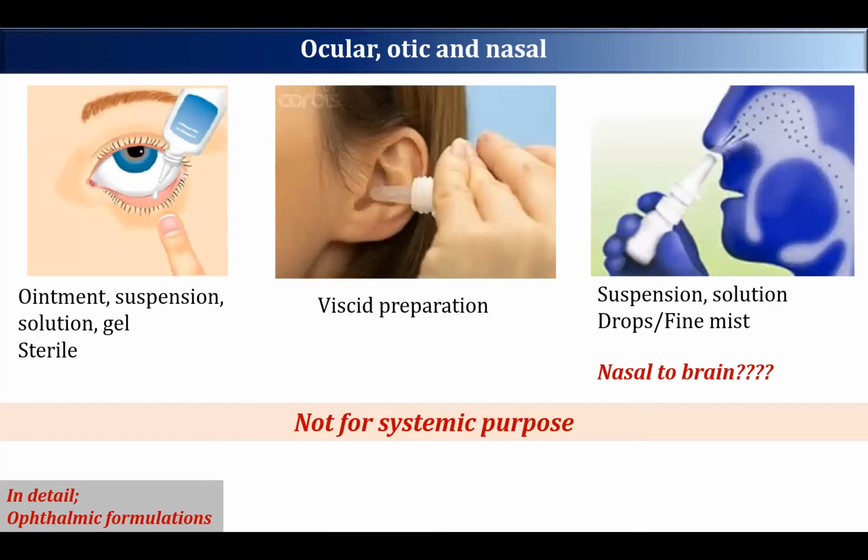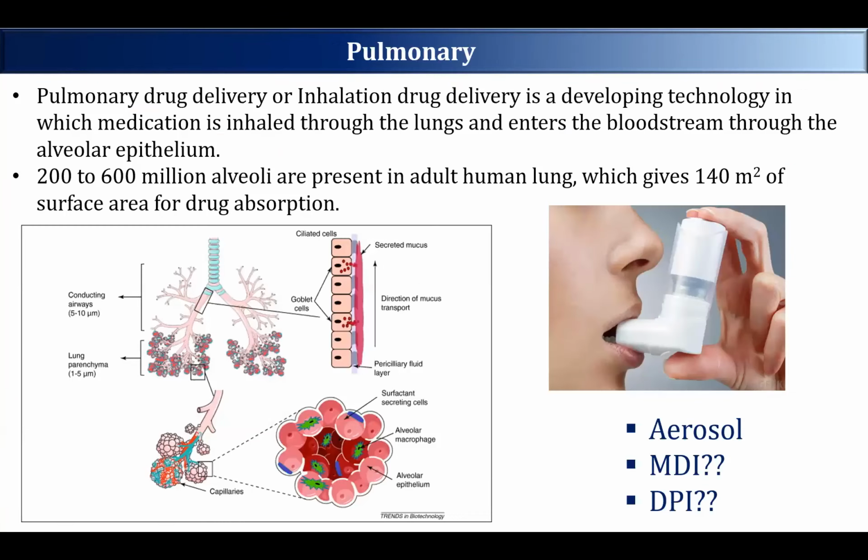The routes of administration which are local, mostly eye, ear, and vaginal preparations, are not for systemic purpose. However, nasal is mostly local, but some doses, like calcitonin, are given for systemic purpose. And we discussed what is nose to brain. In some of the formulations, we deliver the drug deep into the nose and then it enters into the brain. How it enters into the brain, what the mechanisms are, we have pretty much discussed in the class. So I hope you remember. You might see a question on that.